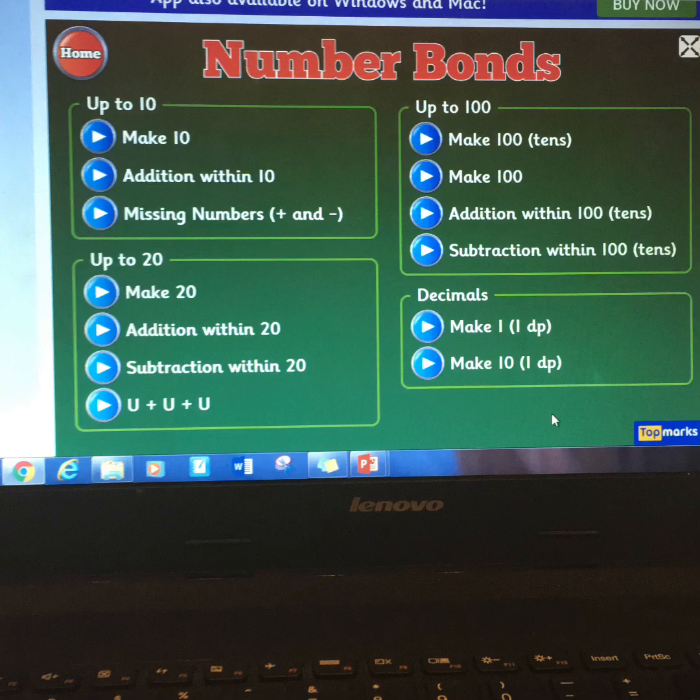So you go on number bonds. I think people think, oh, number bonds are so easy. But actually on here, there's some really quite difficult stuff. So at the bottom, you can do units plus units plus units, which is 3 numbers added together as quick as you can. There's also addition within 100 and subtraction within 100. There's making 100. And it's all about number bonds up to 100, up to 20, up to 10. And then there's also decimals. And the quicker you are at that, the easier you will find everything next year.